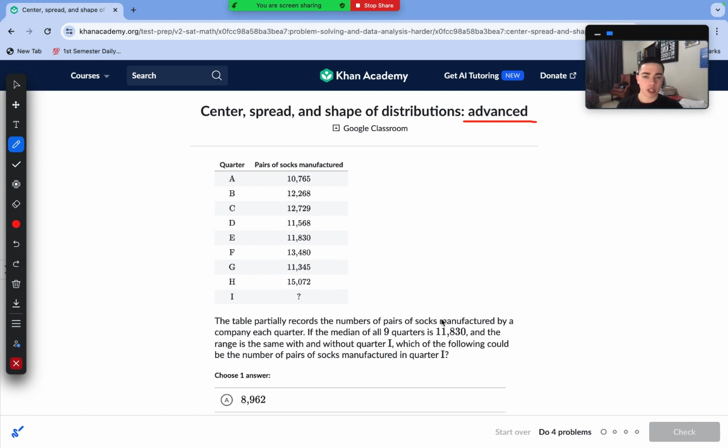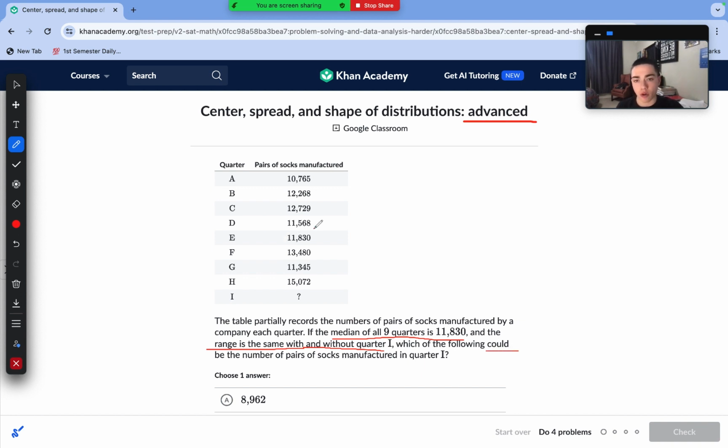So the table partially records the number of pairs of socks manufactured by a company each quarter. If the median of the 9 quarters is 11,830 and the range is the same with and without quarter I, which of the following could be the number of pairs of socks manufactured in quarter I?